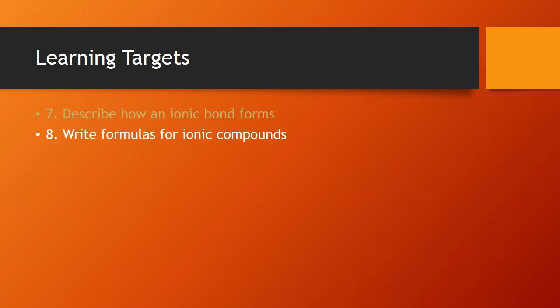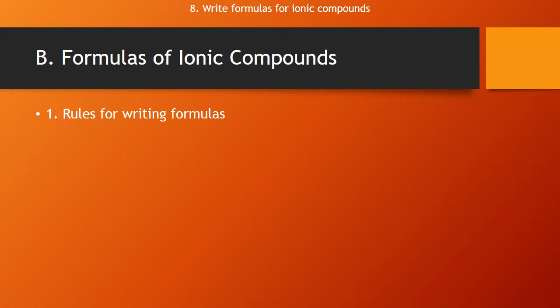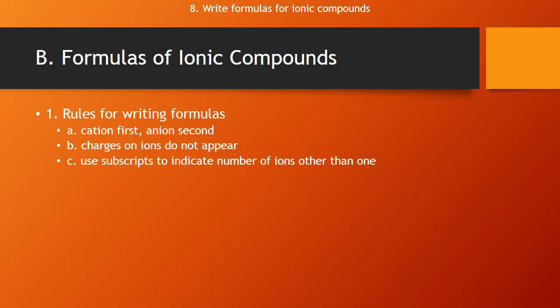Alright, so far we have been able to describe how an ionic bond forms. Now we want to look specifically at writing the formulas for these ionic compounds. So first, some rules for writing the formulas, all of which we've really already seen from the previous examples. First of all, we write the cation first and then the anion. Recall the cation is the positively charged ion, the anion is the negatively charged ion. Secondly, charges on the ions do not appear whenever we write the formulas for the compounds. Finally, we use subscripts to indicate the number of ions other than if there's one. If there's only one, then we don't need a subscript.